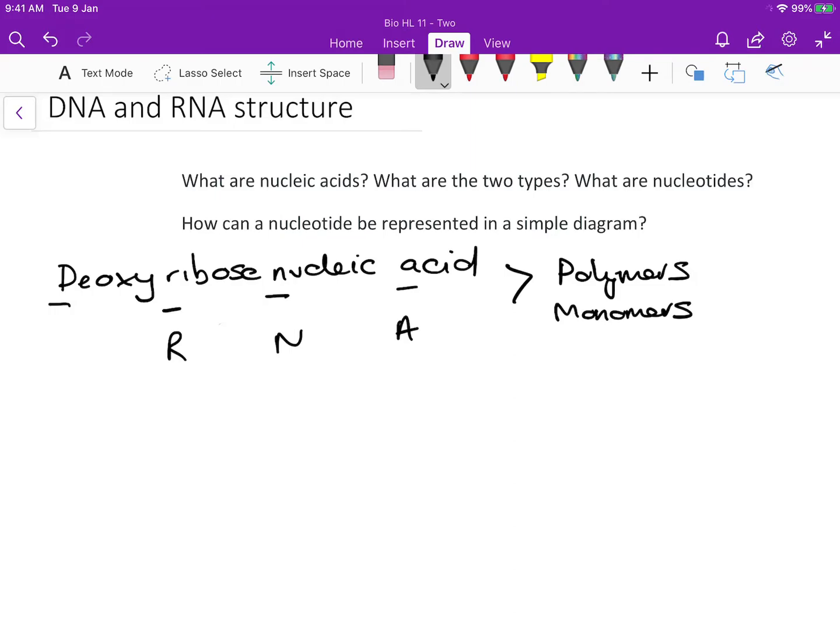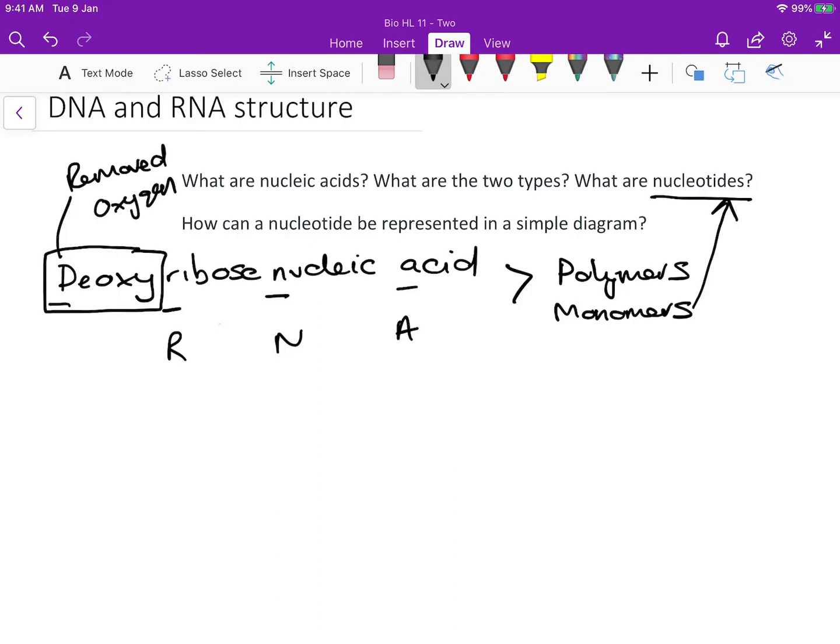And so the monomer that we're going to have a look at for these is called a nucleotide. So deoxyribonucleic acid and ribonucleic acid are both made up of nucleotides. But the nucleotides are very slightly different because in deoxy, as we'll see later, we change the structure. We have removed oxygen from the ring structure. So we're going to learn how to draw a nucleotide, and we simplify it a lot.